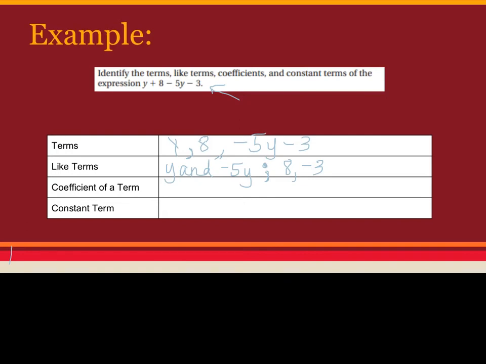Coefficients, remember, are numbers in front of variables. So the number in front of y is an invisible 1. And the number in front of negative 5y is negative 5. So my coefficients are 1 and negative 5. And my constants, numbers without variables, are positive 8 and negative 3. So we've got all the vocab down. Now let's start simplifying.